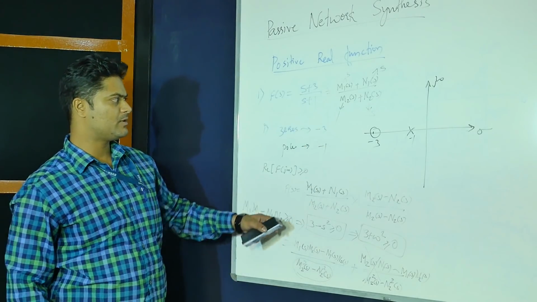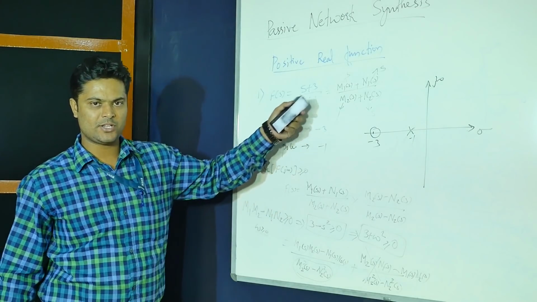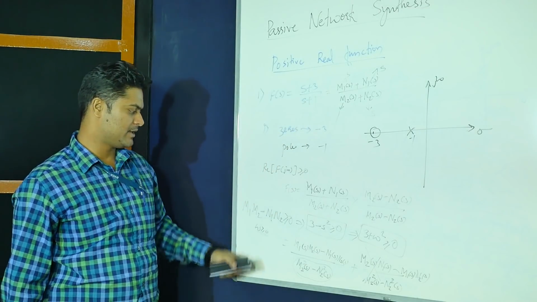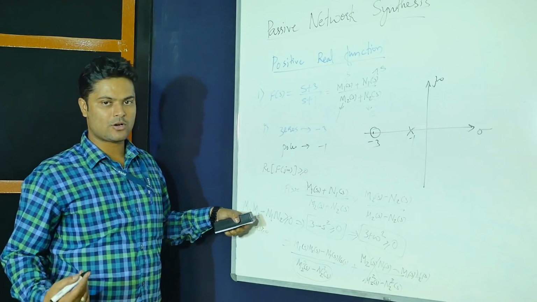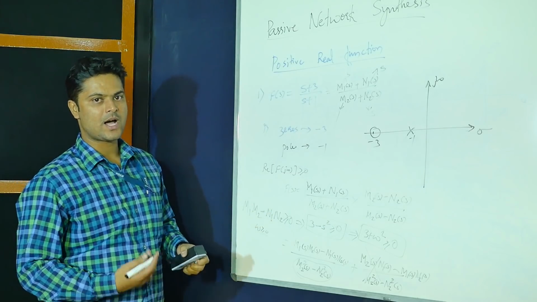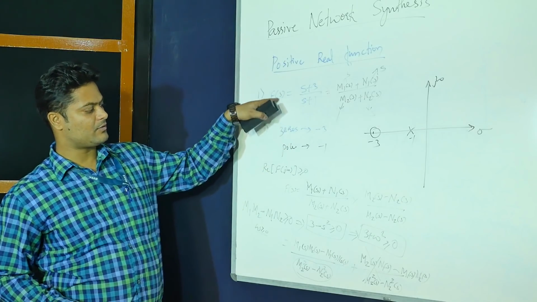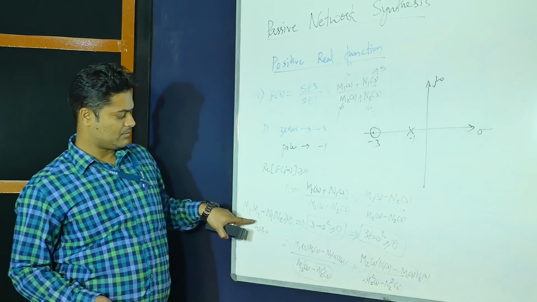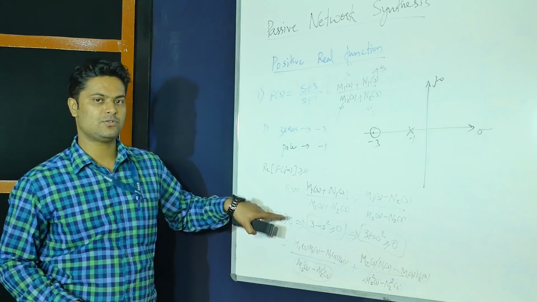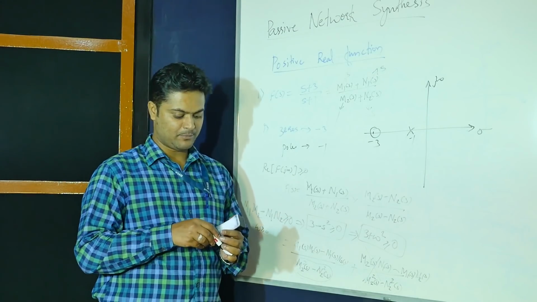Why go this way? Simply, we can multiply by 1 minus j omega in the numerator and denominator and go further. But if we have a higher order polynomial, as in the next problem, then to find out whether it is a positive real function or not, we need to check whether m1 m2 minus n1 n2 is greater than or equal to 0. Let's take the second problem.